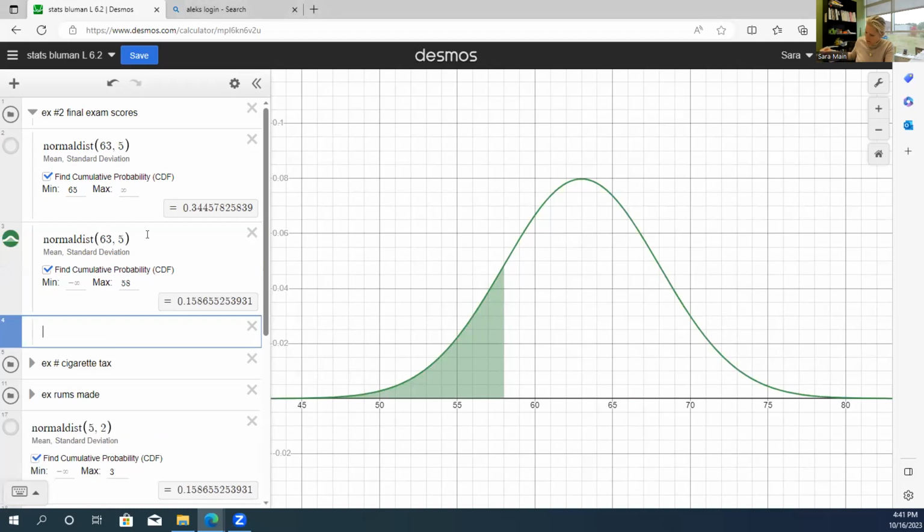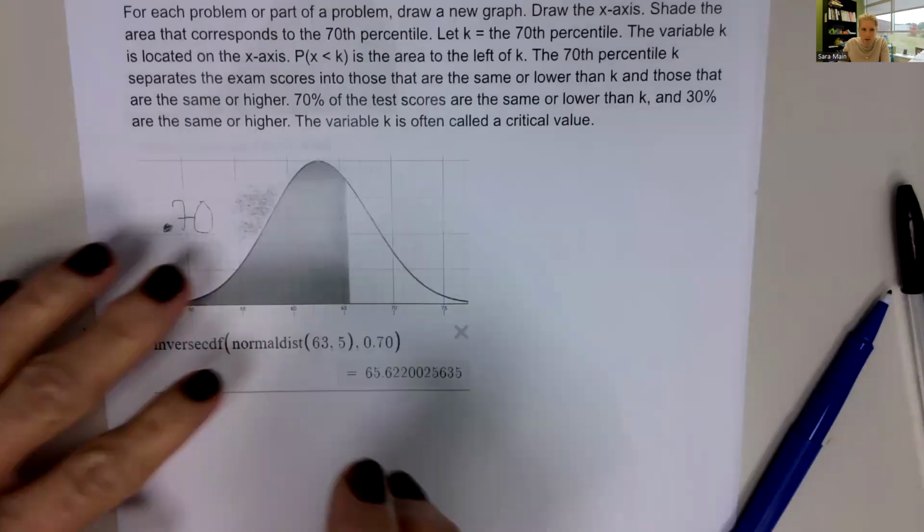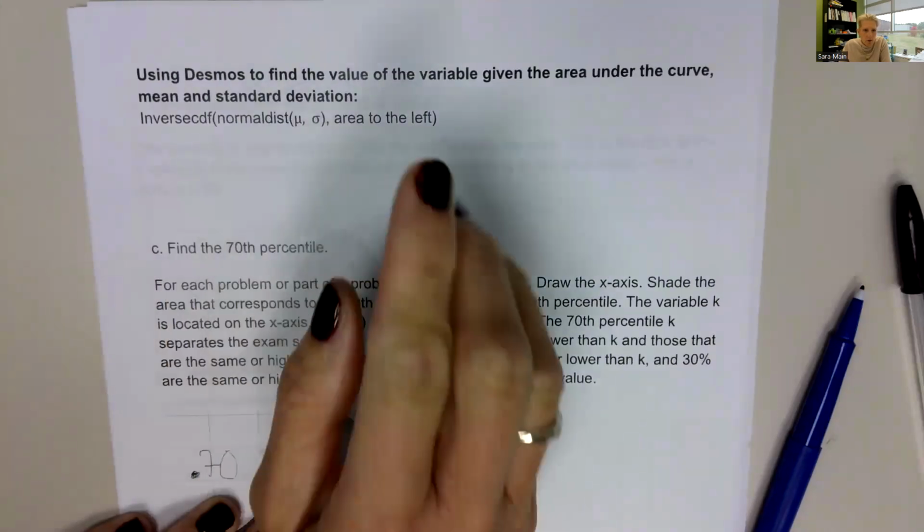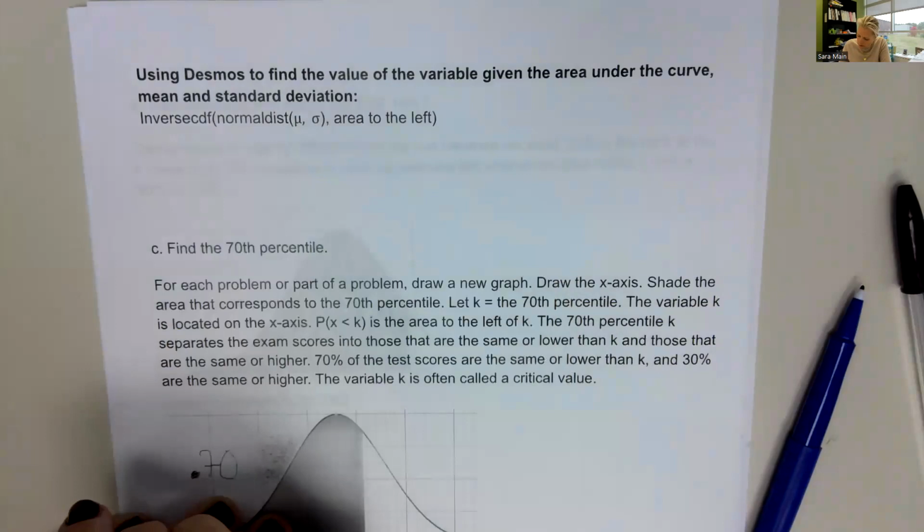We'll have to flip the page. So sometimes, just like we did in 6.1, we know the area or the percentage, and we want to find the X value that goes with that. And so we learned in 6.1 how to use inverse CDF when we want to find the area or the percentage under the curve.